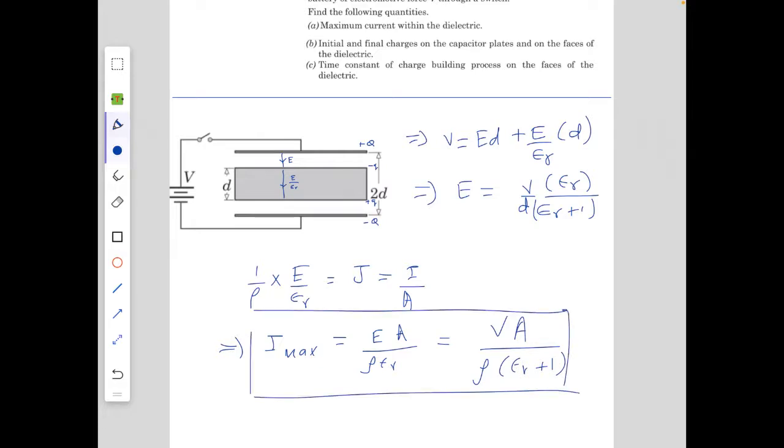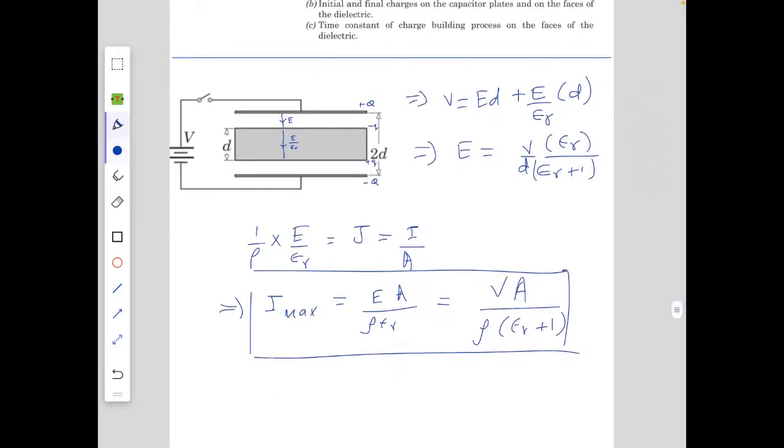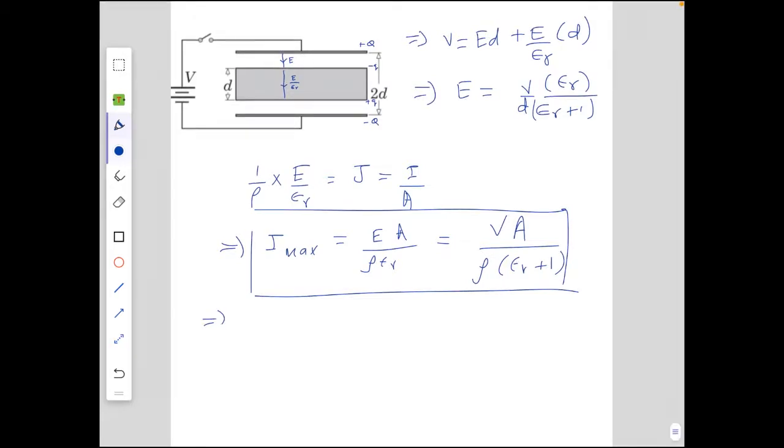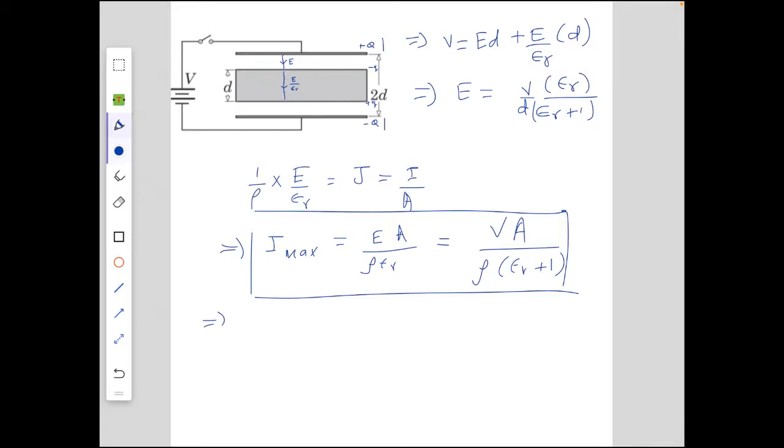Now for part B, we have to find the initial and final charges on the capacitor plates and on the faces of the dielectric. So considering first initially, assuming charges equal to Q on the conducting plates of the capacitor and small q on the surface of the dielectric, the expression we get is E equals Q over A epsilon naught. This is for the initial moment. So the charge present on the capacitor initially is equal to V A epsilon naught epsilon r over d times epsilon r plus 1.